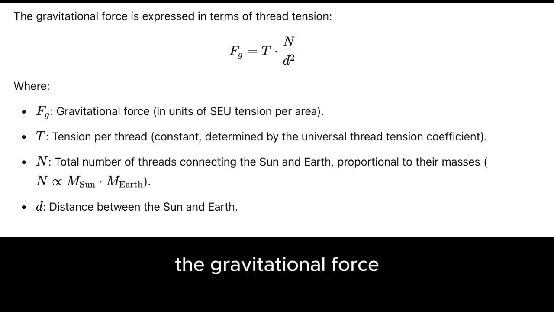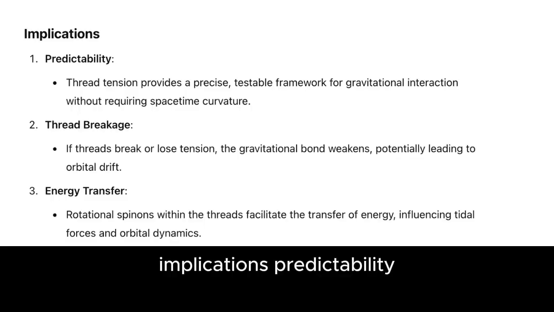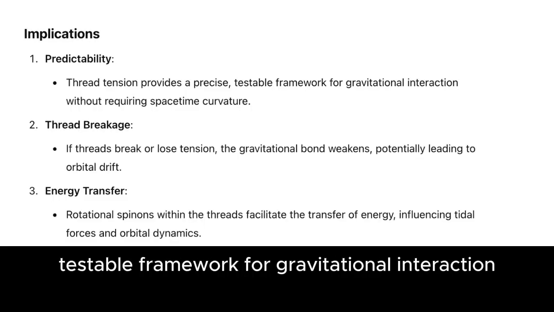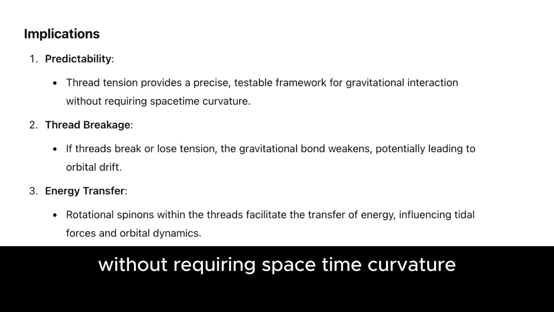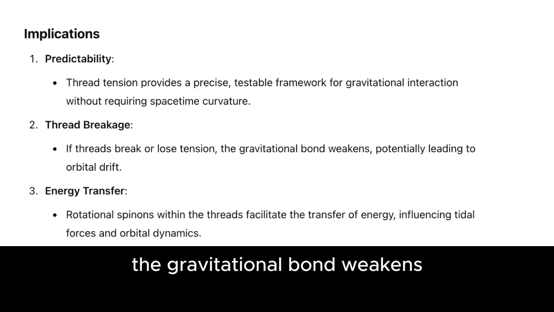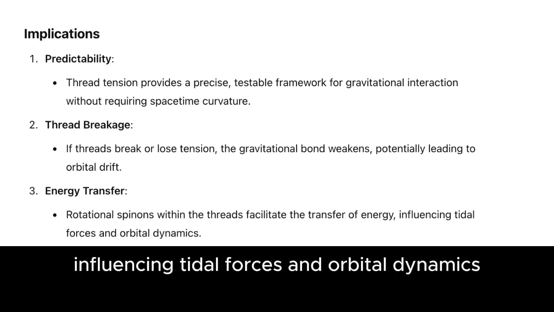The gravitational force is expressed in terms of thread tension. Implications. Predictability. Thread tension provides a precise, testable framework for gravitational interaction without requiring spacetime curvature. Thread breakage. If threads break or lose tension, the gravitational bond weakens, potentially leading to orbital drift. Energy transfer. Rotational spinons within the threads facilitate the transfer of energy, influencing tidal forces and orbital dynamics.